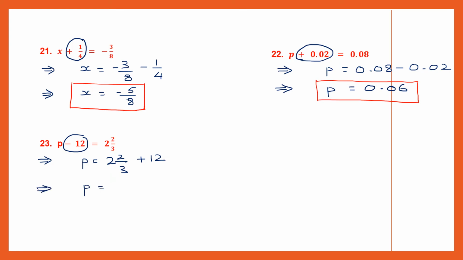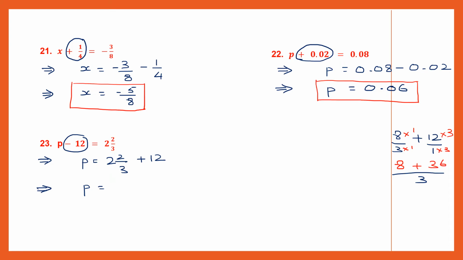2 by 3. Let's convert. 3 2s are 6 plus 2, 8 by 3 plus 12. So here we'll give it the denominator 1. The LCM will be 3. Now 3 1s are 3. So 8 1s are 8 plus 1 3s are 3. So 12 into 3 is 36.